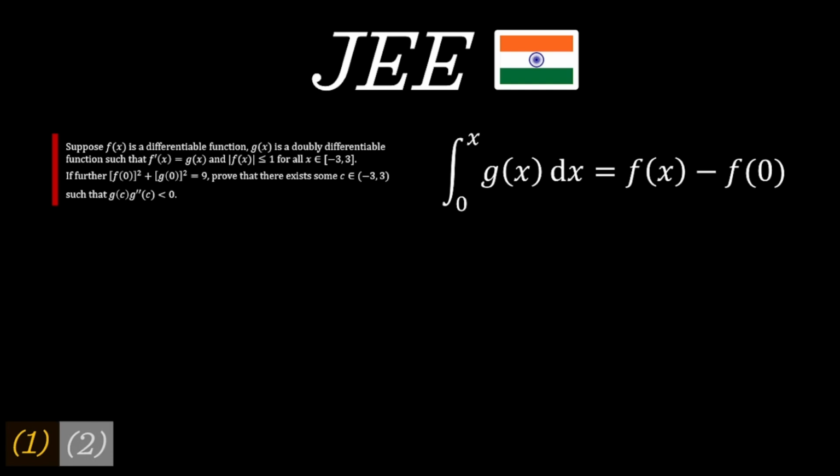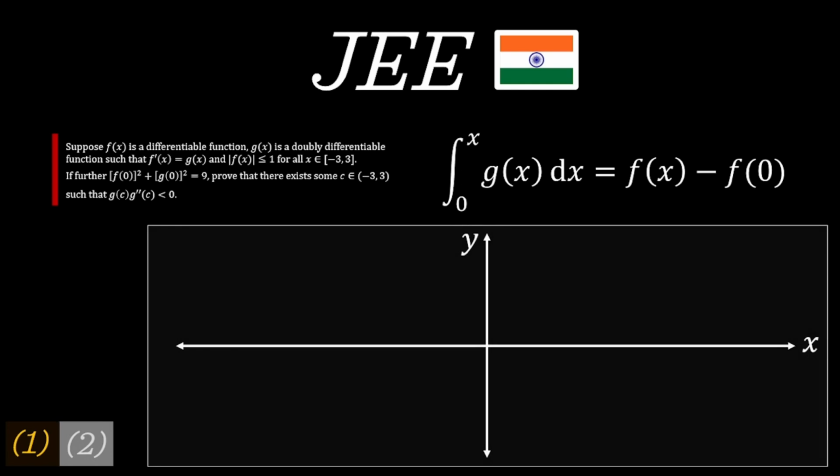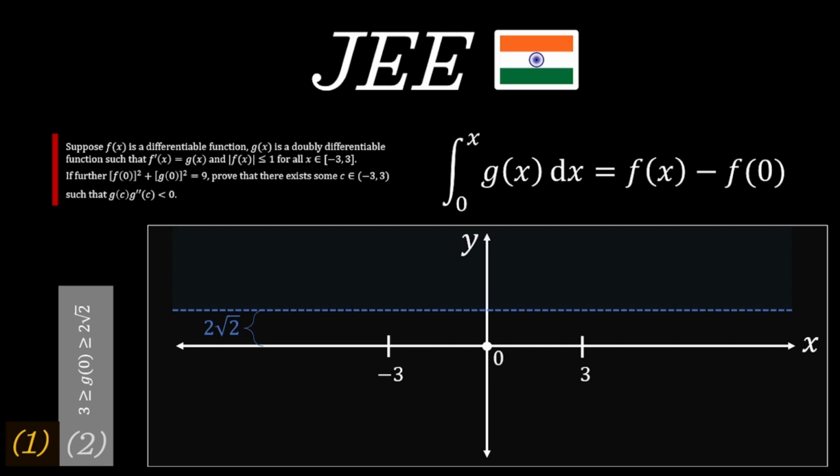Now we've exhausted all the information given to us, so let's try roughly drawing the graph of g of x when x is from -3 to 3. At x equals 0, the graph has a height of at least 2 root 2 by relation 2, so let this point represent g of 0.